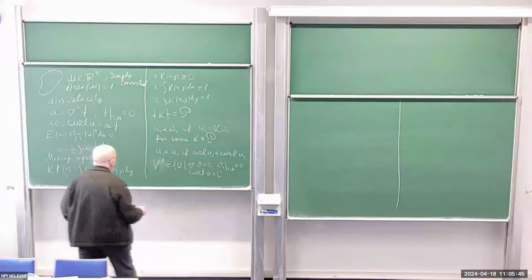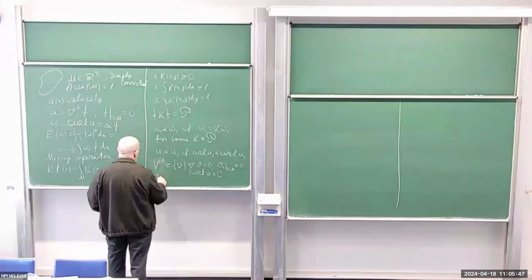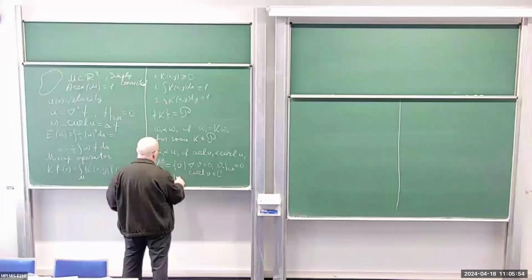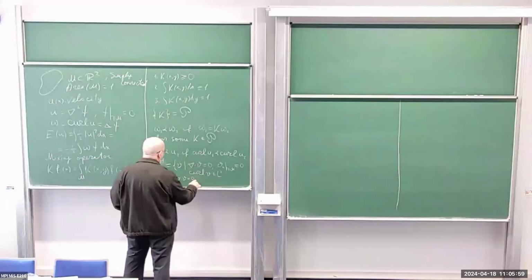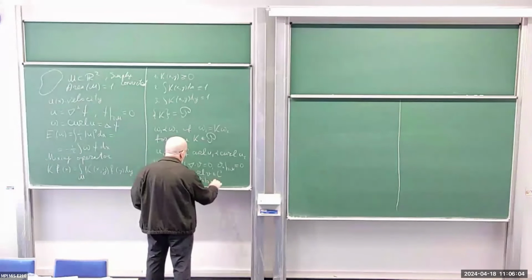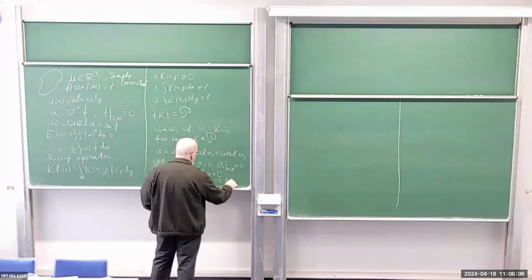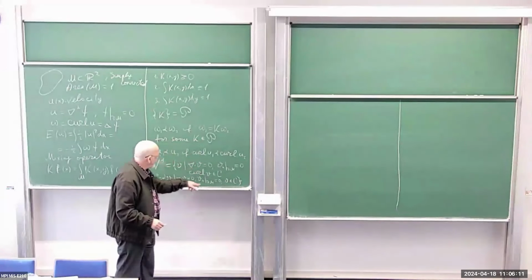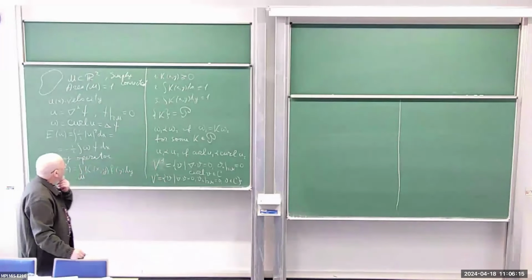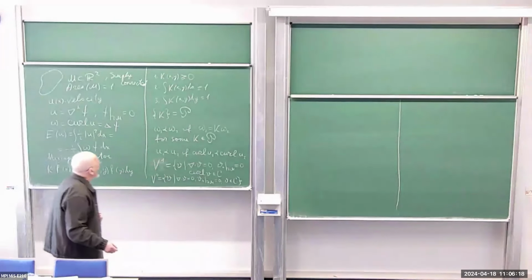V0 equals, let's say, the set of V such that V is incompressible, V dot n on the boundary is 0, V in L2. So this time both this and this are in the weak sense.